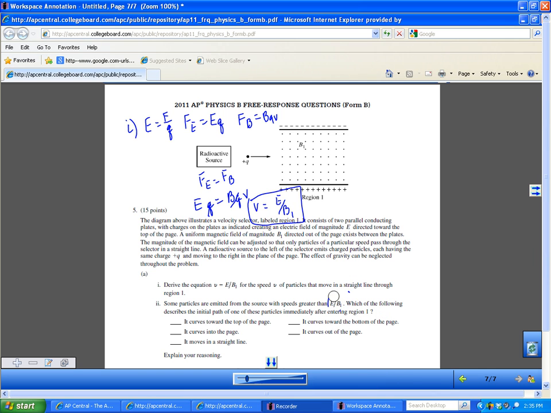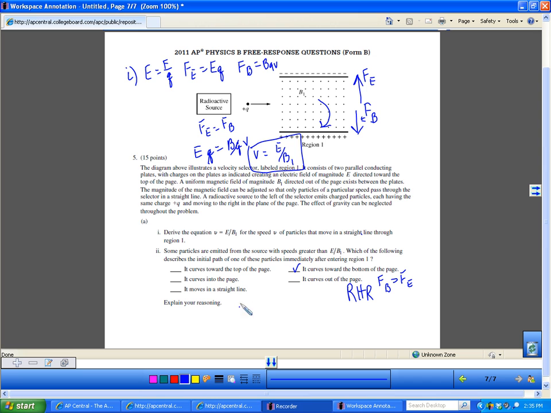All right, then, if that's true, then I need to use the right-hand rule. And when I used the right-hand rule, I said, well, if the force of the magnetic field is greater than Fe, then the particle has to be pushed that way, because the force of the electric field is in that direction. So the force of the magnetic field must be this little rascal right here. So it's going to curve down like that. Okay? So it curves toward the bottom of the page. And then I have to explain my reasoning. So I just said all of that, but now I'm going to explain it.